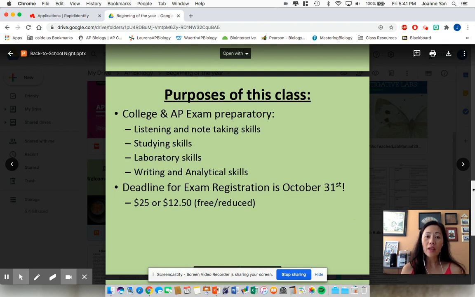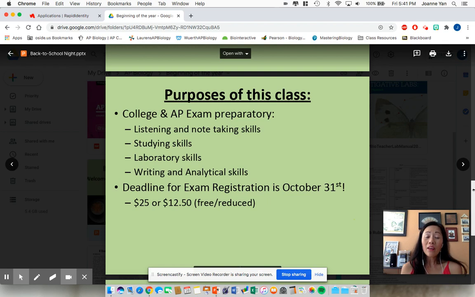Now, because they do have to do these labs at home, they are going to have to analyze their data. But more importantly, they do have to convey what this data means. So they're going to have to be able to write it in a very concise way, and that is actually what the AP exam expects for them to do anyway.